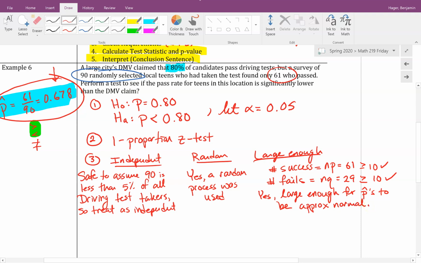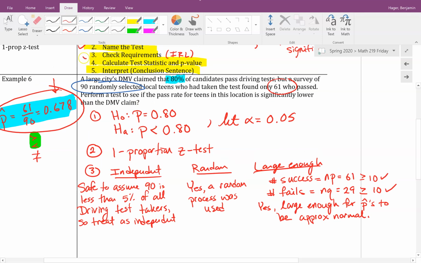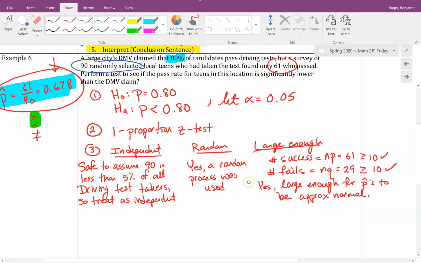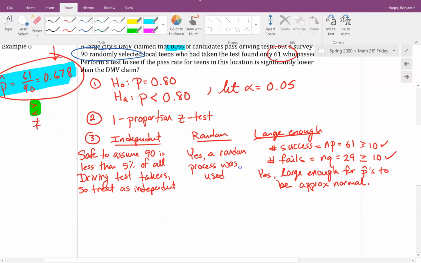And that also tells us how to calculate the standard deviation for these things, which is what we're going to do in the next step. All right, so step 3 done. And that's always one of the more annoying steps. Step 4 is when you actually do the thing. Calculate the test statistic and the p-value.